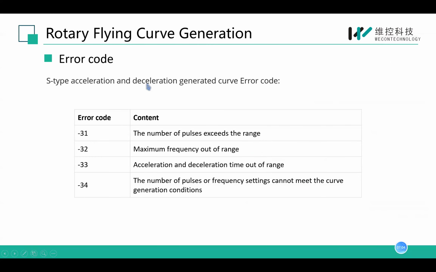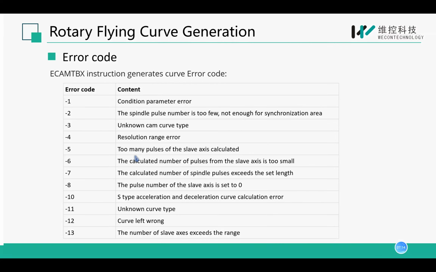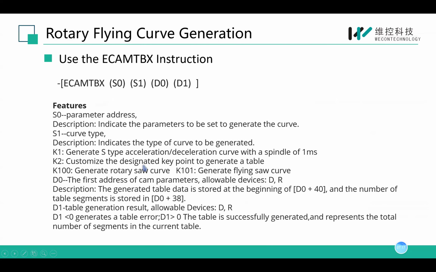Okay, any questions about this part? This part is almost the same as the rotary cut, which I introduced last week. The only difference is the second parameter: we need to set it as 101 to generate a flying saw curve.